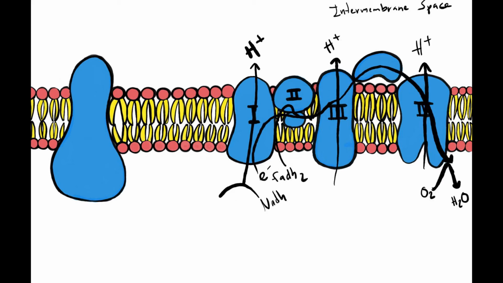At the end of the electron transport chain, oxygen is reduced from a molecule to an ion. By the fourth complex, oxygen accepts electrons and then attracts 2 hydrogen ions to form water.